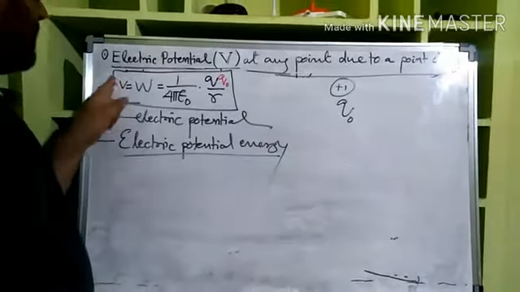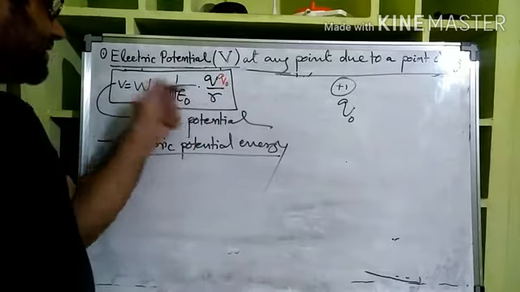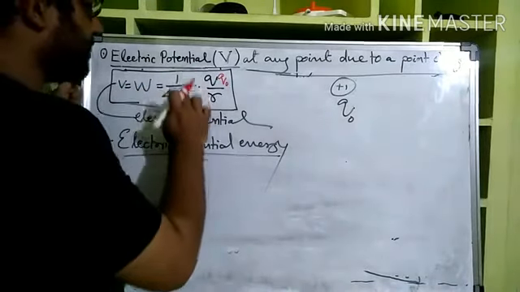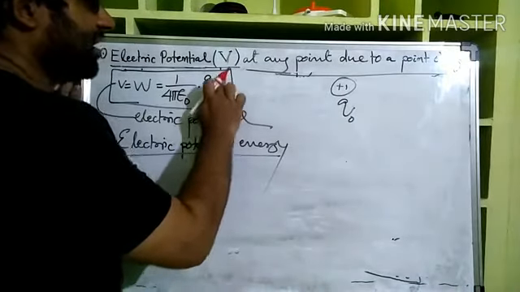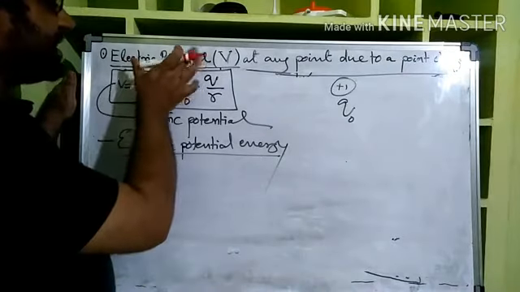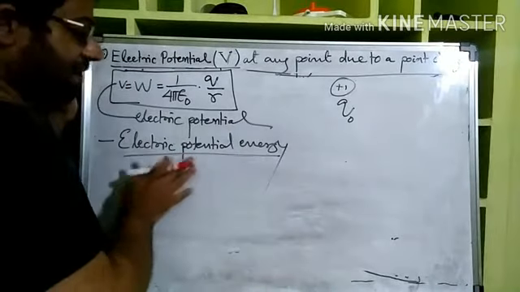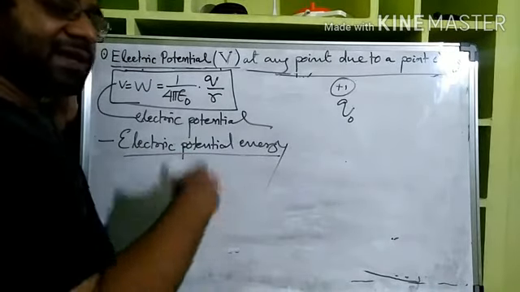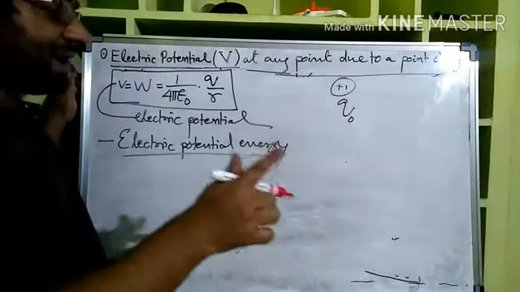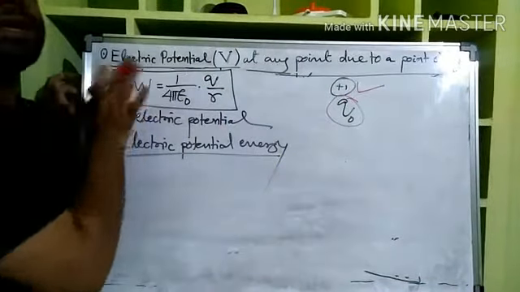So if V is equal to 1 by 4 pi epsilon naught q naught by r, then we will call it electric potential energy. And if that is only 1 by 4 pi epsilon naught q by r, we will call that electric potential. That's the difference only. So electric potential multiplied by the charge which is carried is called electric potential energy. For any charge being brought from infinity to a particular point, that is electric potential energy; if we take a unit positive charge, that is given the name electric potential.